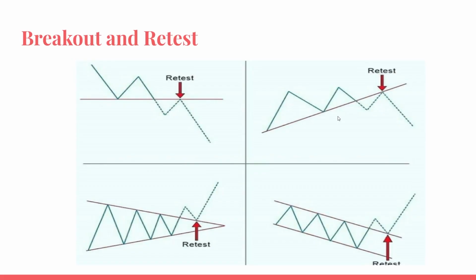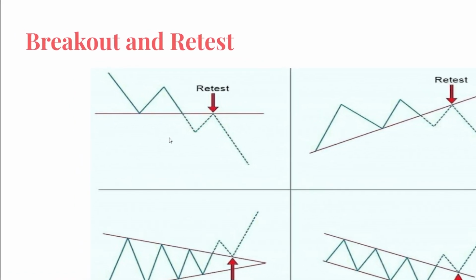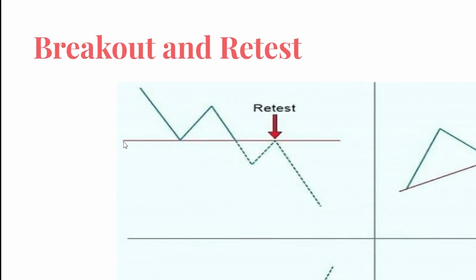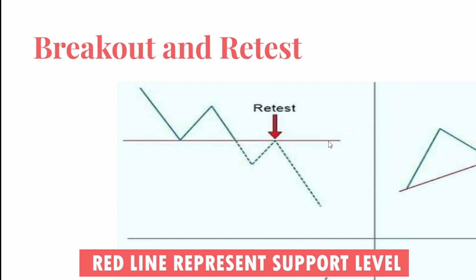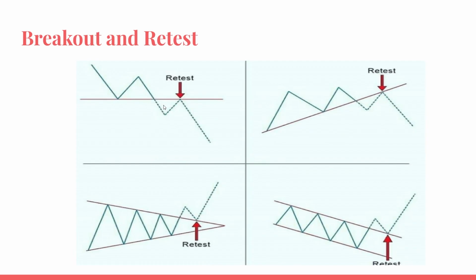So I have examples of breakout and retest for you guys. Here's the first one. You can see you have a support level. The green line represents the market, and the red line represents what? Your support level. If you look carefully, the breakout occurred on your support level. The market broke your support level, and then after breaking it, it came back to touch that broken support again to retest it. It's called a retest.